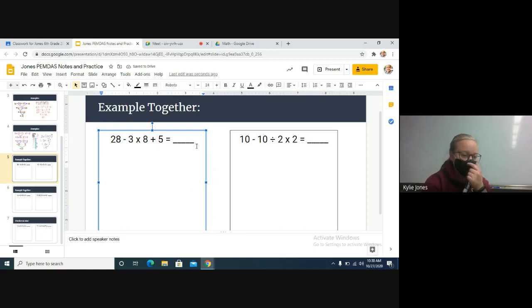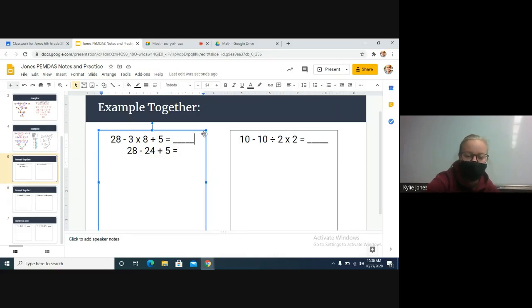So now we need to go in the order of operations. Parentheses first. Do you see any parentheses? Nope. So we can skip that one. Do you see any exponents? Nope. So we can skip that one. Do you see any multiplication or division? Yes. Where is the multiplication here? 3 times 8. What is 3 times 8? 24. So we need to leave the 28 there, still the same. 28 minus 24 plus 5 equals.